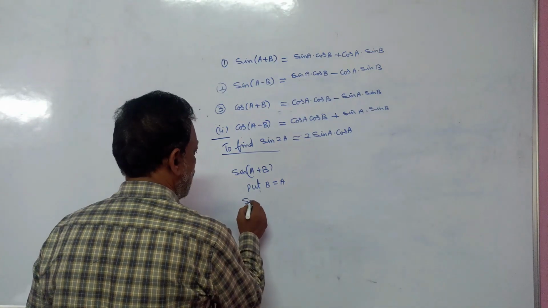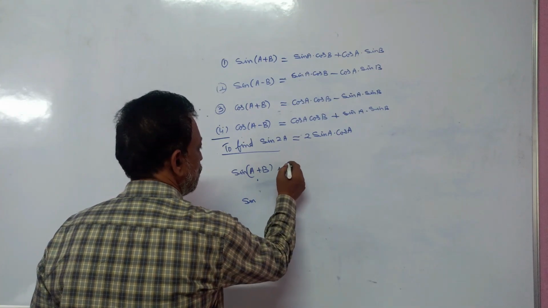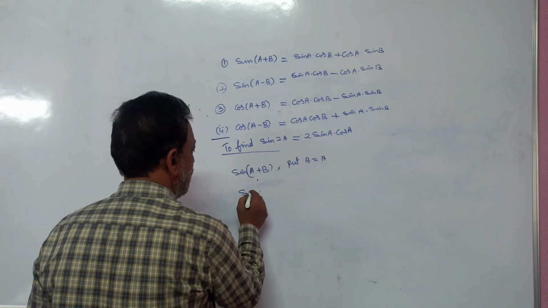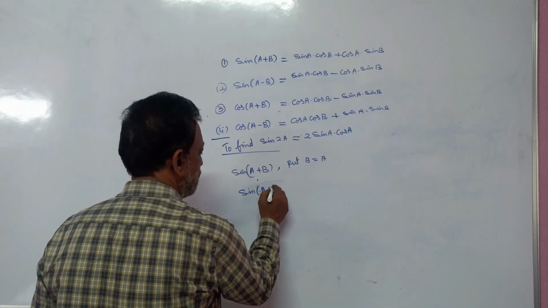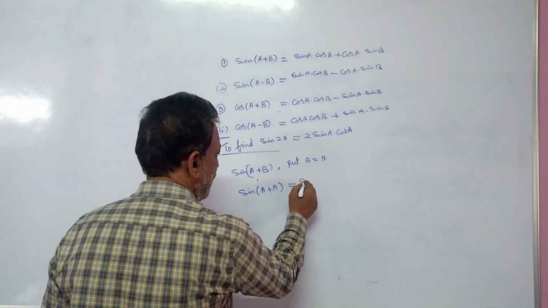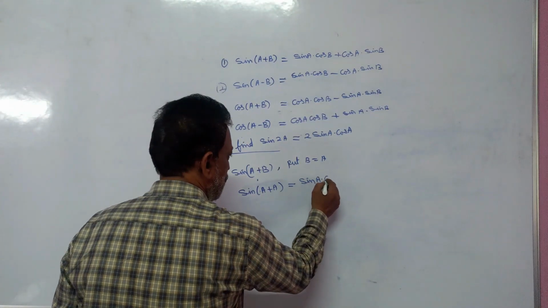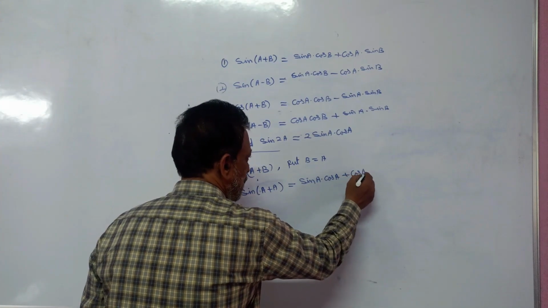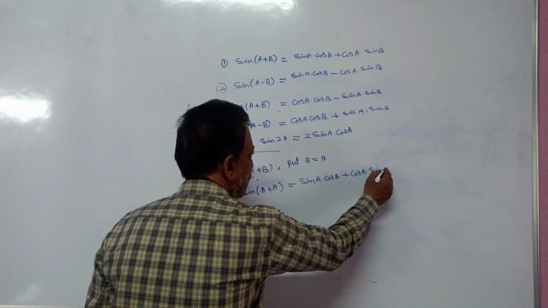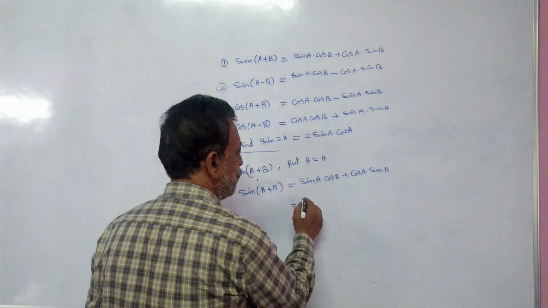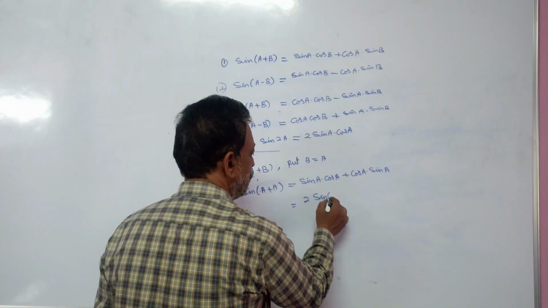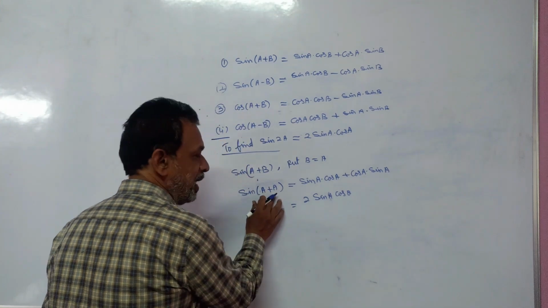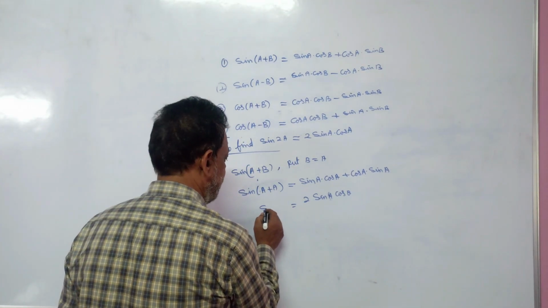Therefore sin(A+B) is equal to sin A cos B plus cos A sin B. So for the same, I can write 2 sin A cos A. Everybody knows this formula. This becomes A plus A, 2A, so that becomes sin 2A.